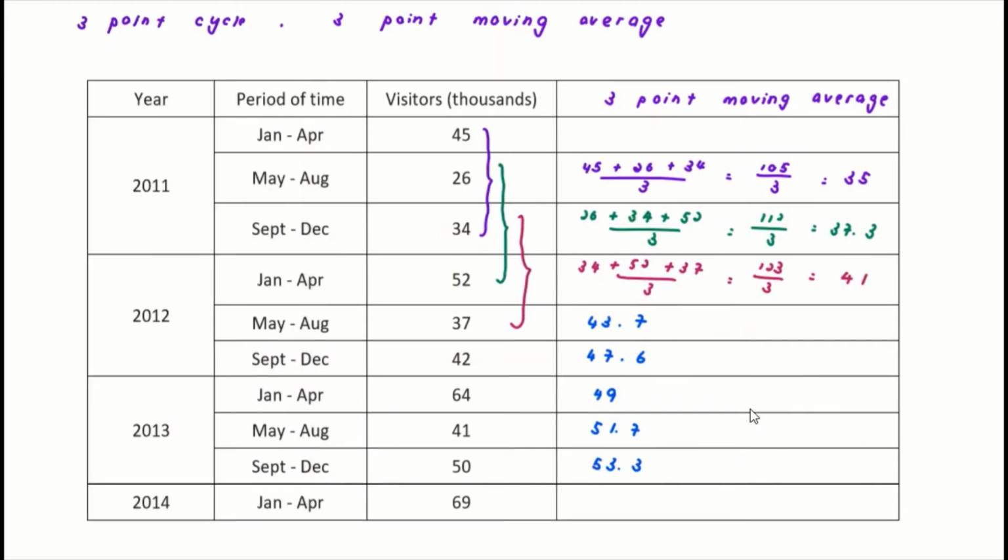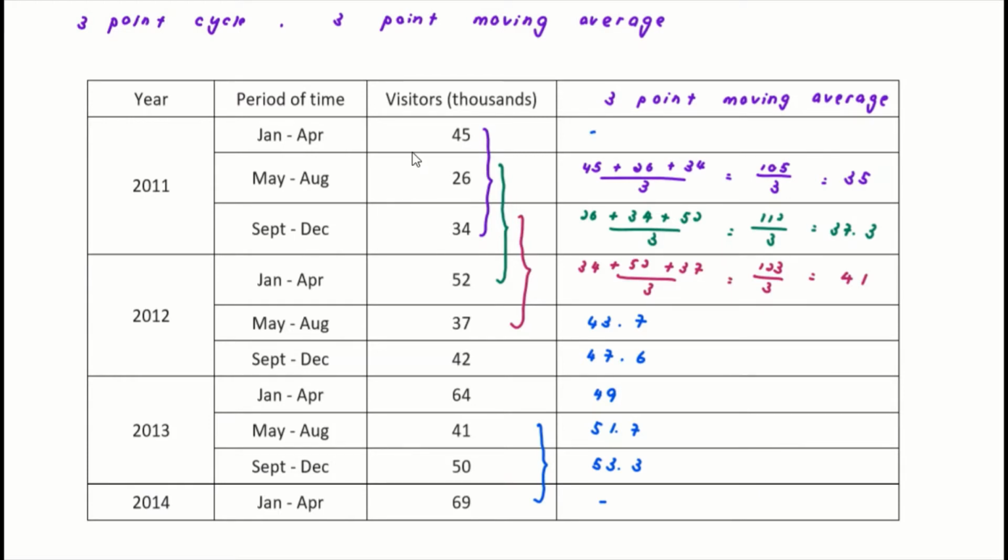All right, so I hope that you are able to get all these values and you realize that you can't continue here because this will be the last number that you get from the 3-point moving average, because there's no other value after 69, right? So that's why you can't do anything. So that's why you have a blank cell here and also a blank row here. Okay, so that's basically about the 3-point moving average.